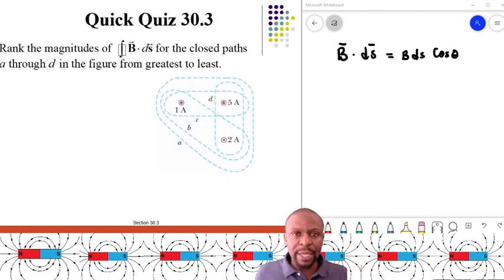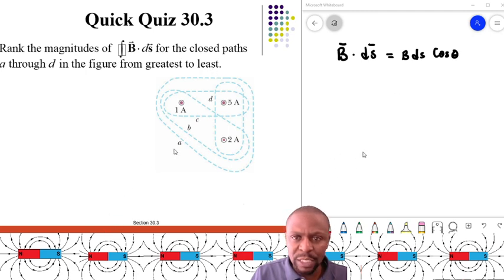Now, let us also do this quick quiz. Sorry, this was supposed to be a closed circle here. In this case, rank the magnitude of the integral of B dot ds for the closed paths A through D in the figure from greatest to least.